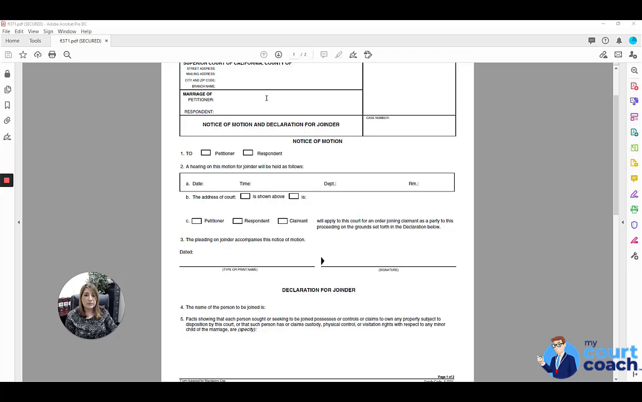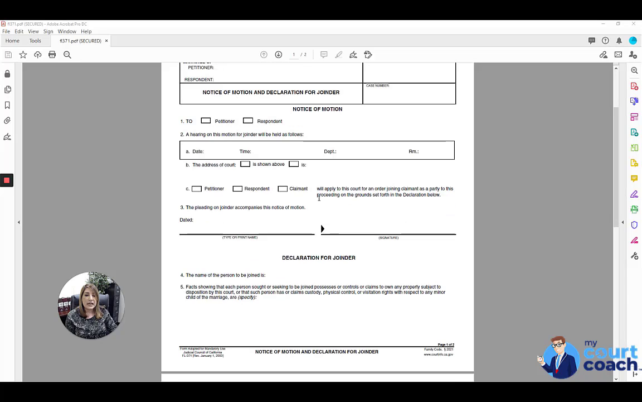Address of the court, it's either going to be as shown above here, or if the hearing is going to take place at a different address, go ahead and list that next to it. And then next, you're going to identify yourself, what role you have in this case. And this is telling the court that you are applying for an order to join a third party to this case. You're going to fill in your name at the bottom, sign and date.